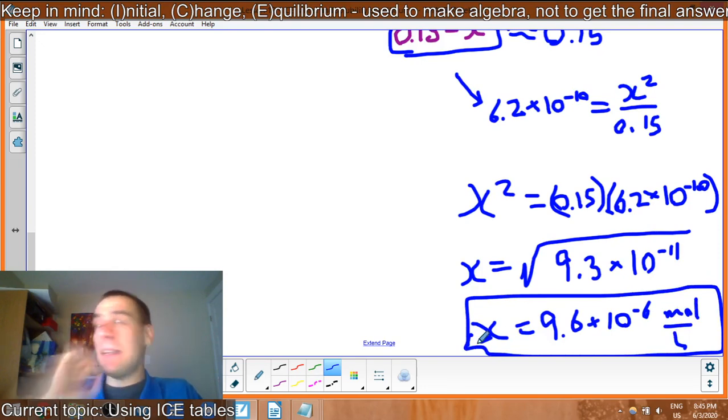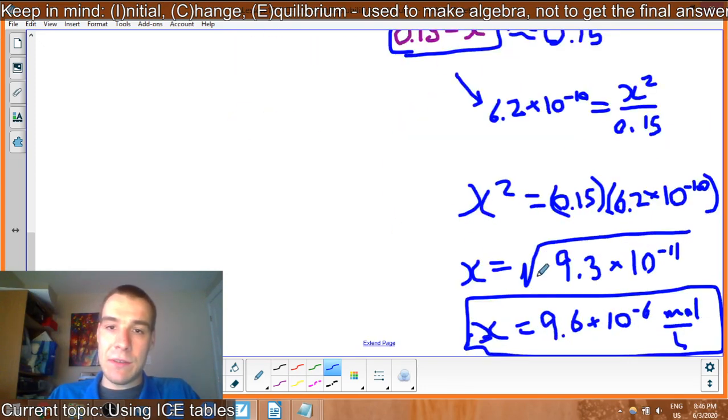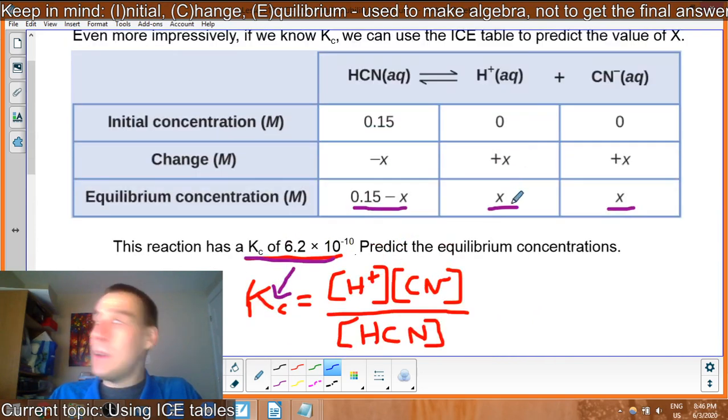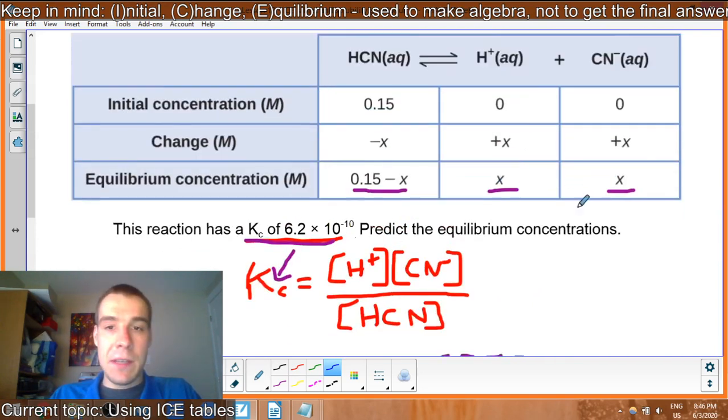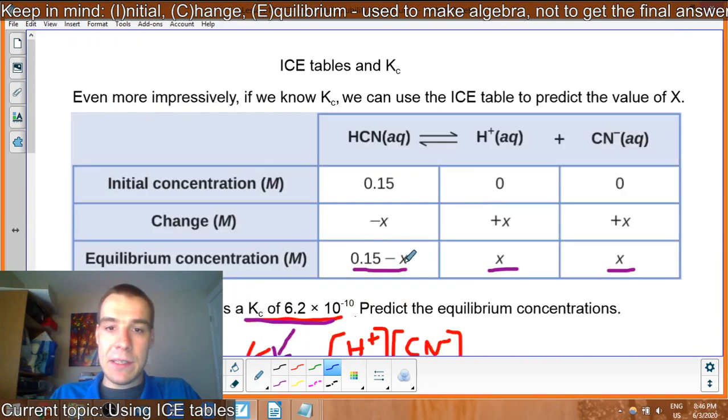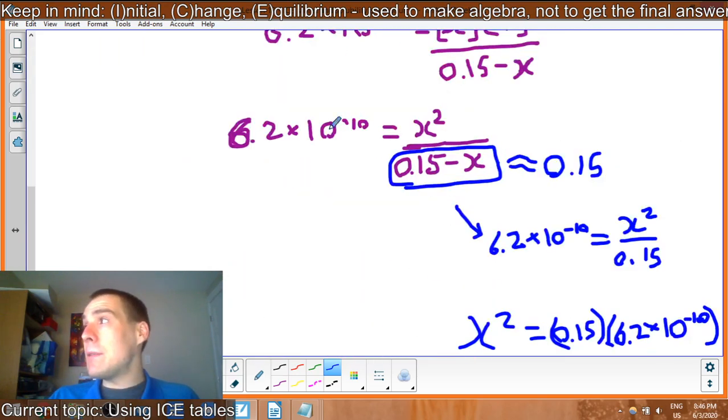So there's a tiny bit of the hydrogen. That's X, the hydrogen and the cyanide. They're very small. And just as predicted, X is very small, so it basically doesn't touch the 0.15. It's a rounding error at that point. It's 0.0000096, a very small number. So that's one way to do it if you have a very small K.